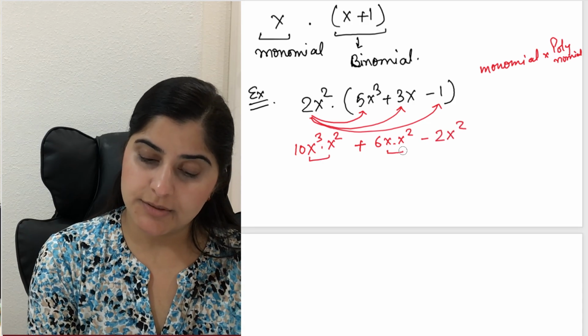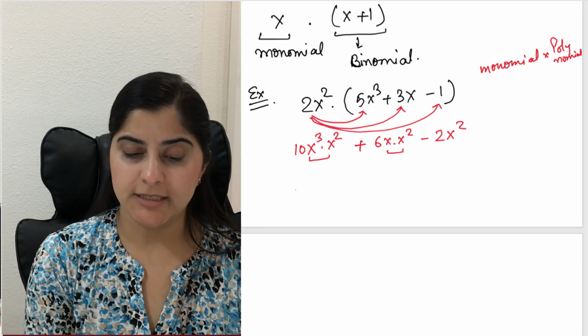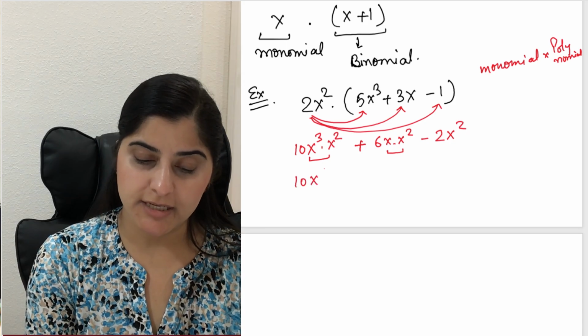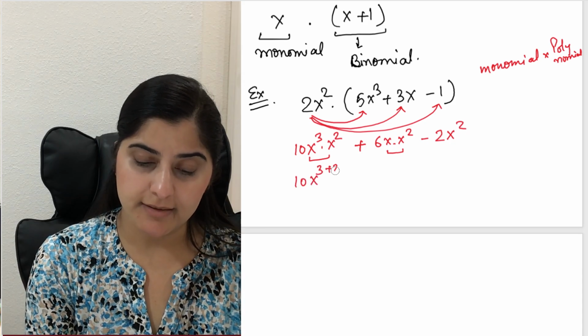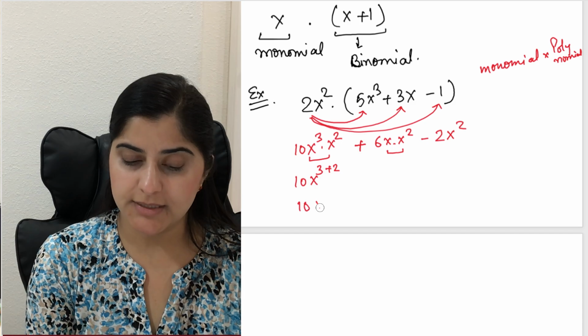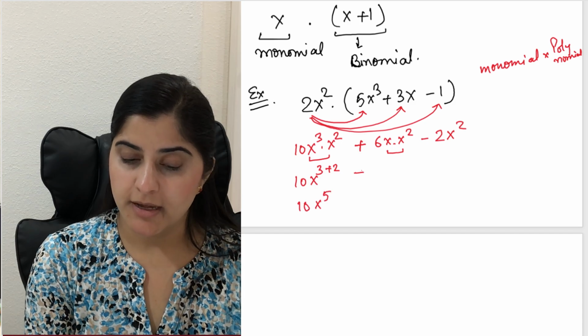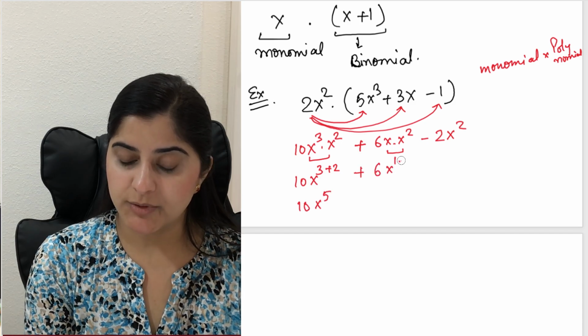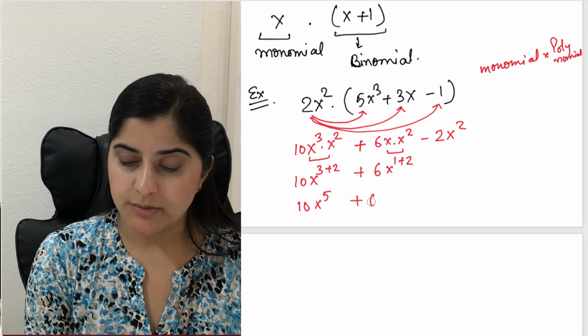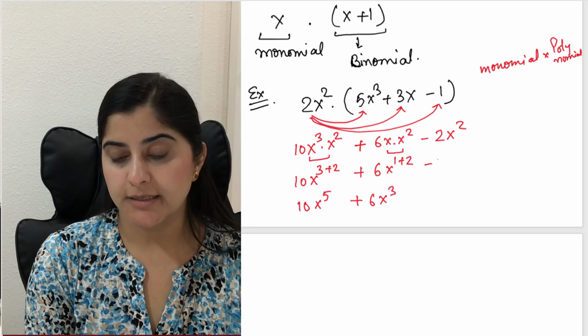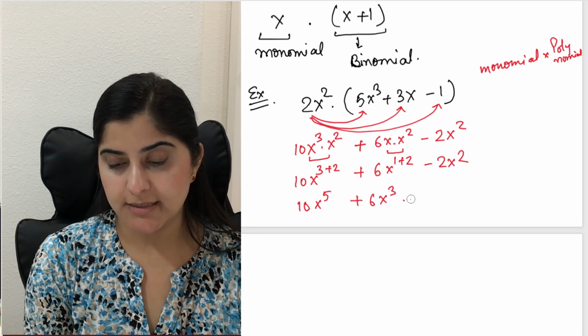Now we will use the product rule of the exponents. We will write these exponential expressions by adding their exponents. So this is 10x to the 5, since 3 plus 2 is 5, then 6x, with exponent 1 plus 2, so 6x cubed, minus 2x squared as it is.